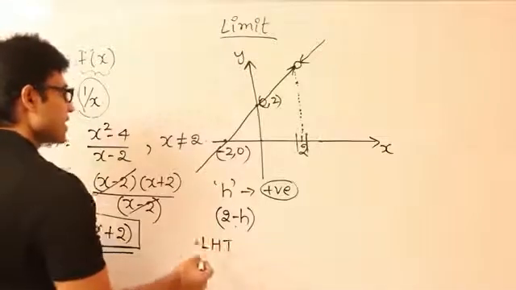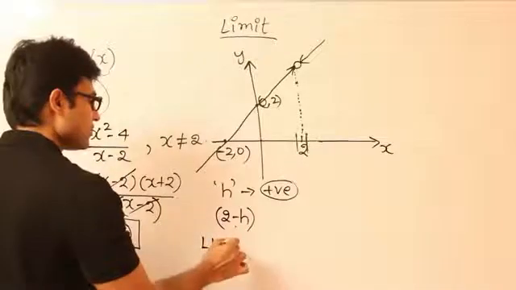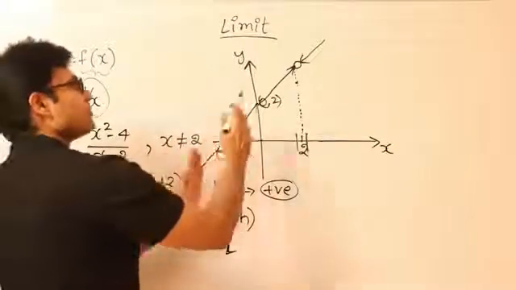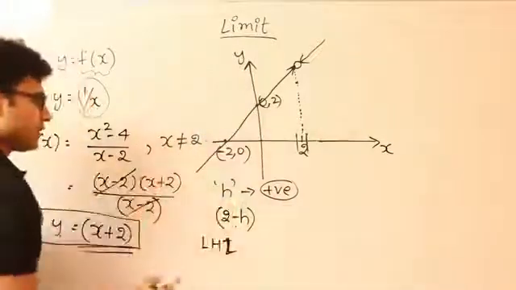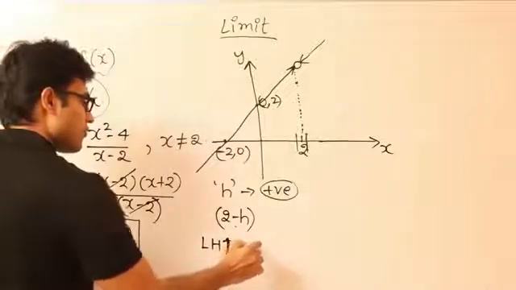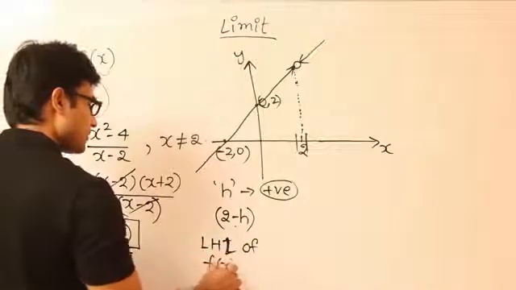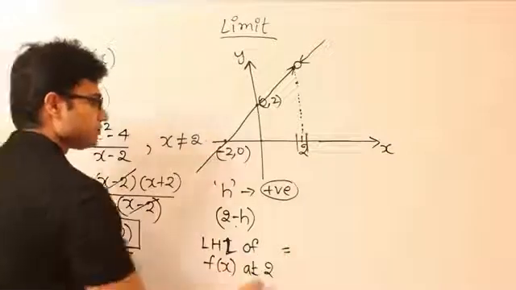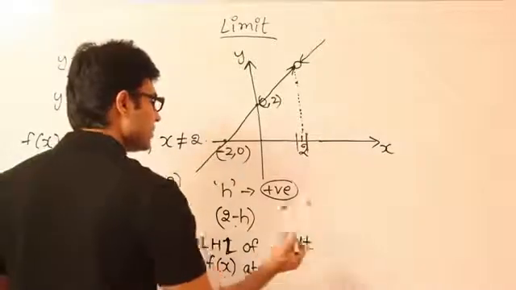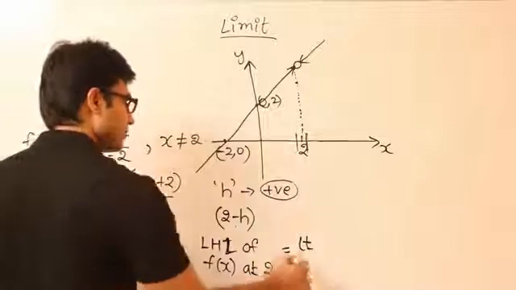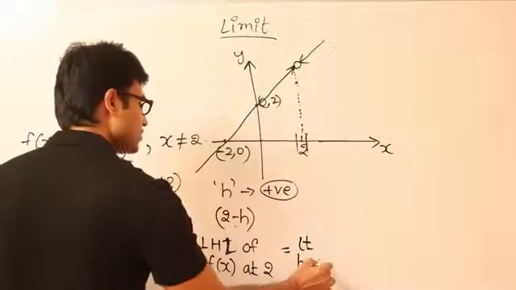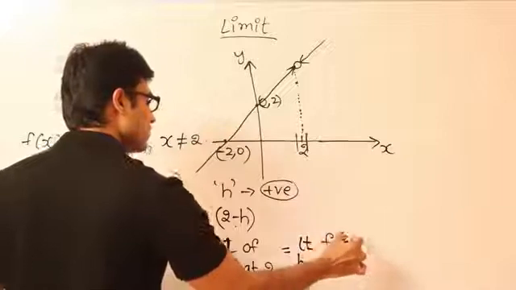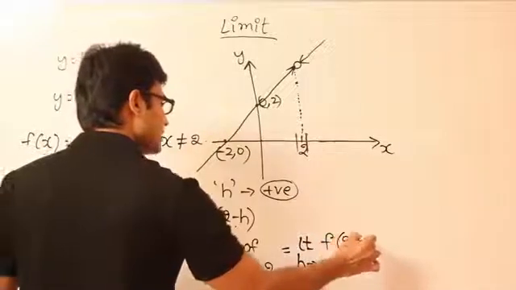Why is it called left hand limit? Because we are actually coming from the left side, towards the function. Okay, left hand limit of f of x at 2 is equal to limit h tends to 0 of f of 2 minus h.